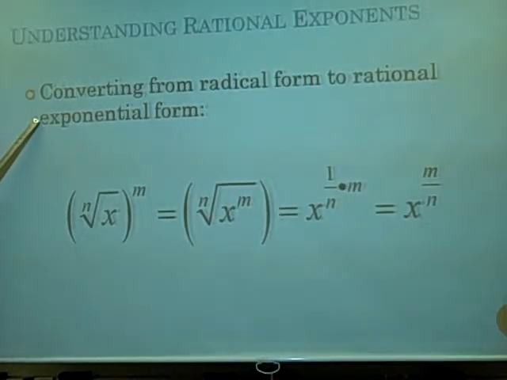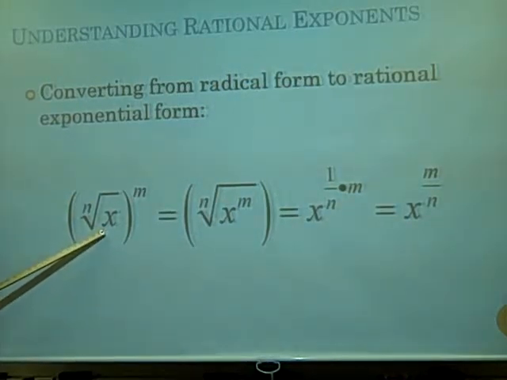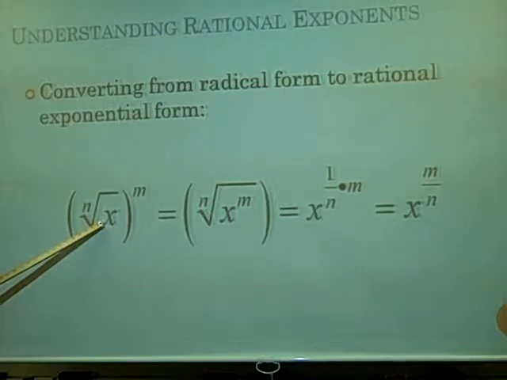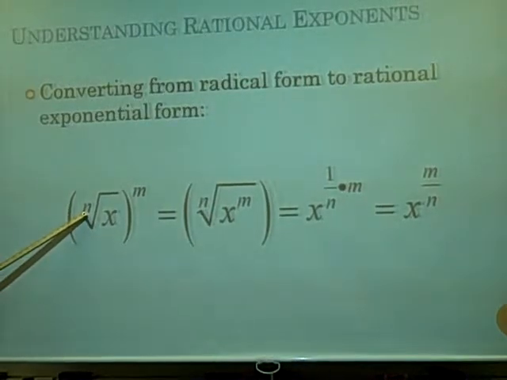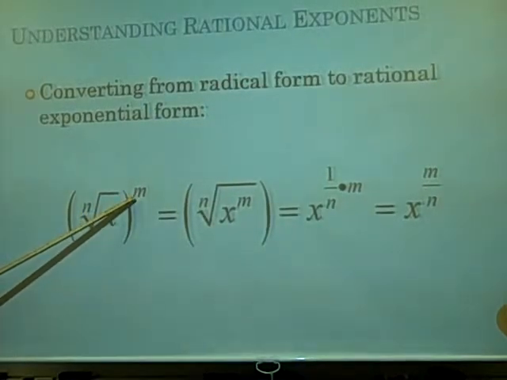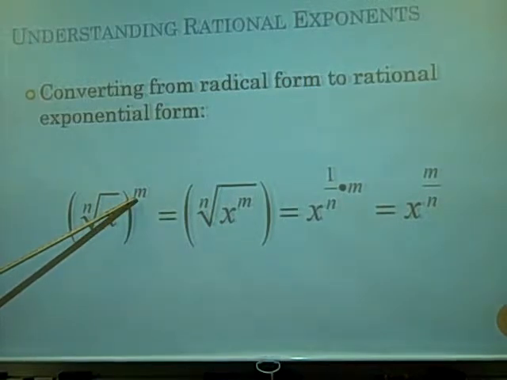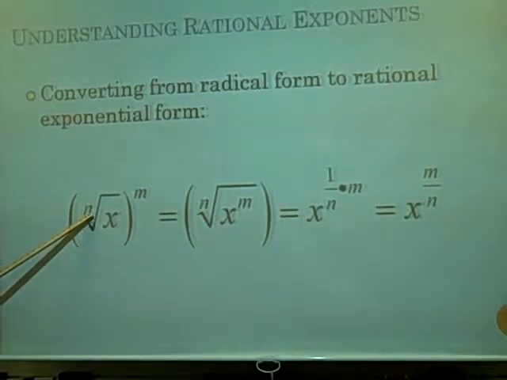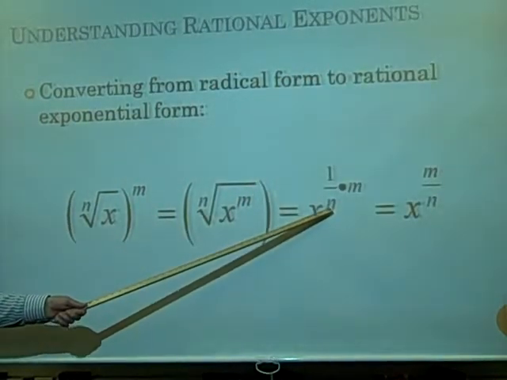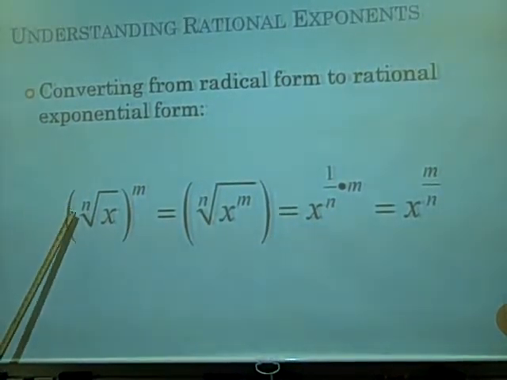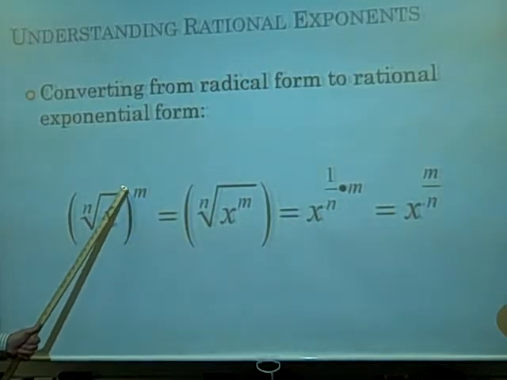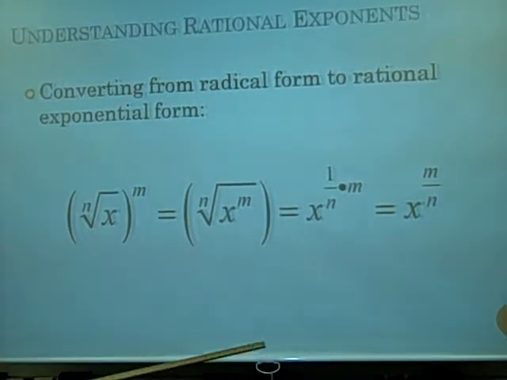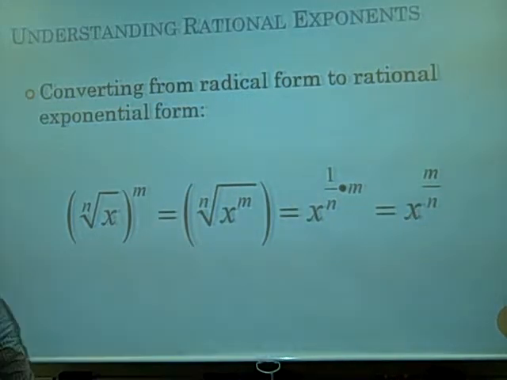So you can get a real solution, which would be negative 5. Converting from radical to rational exponents. We're not going to be doing this too much, but it's kind of nice to know this. The m outside, that's always going to be the numerator. The root is always going to be in the denominator. Whether the m be outside like this or inside the radical, it's still going to be looked at as m over n.